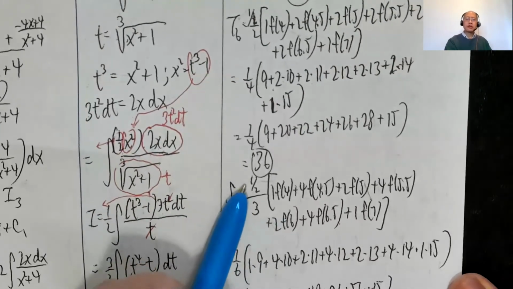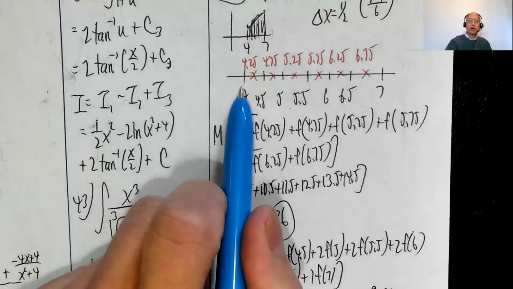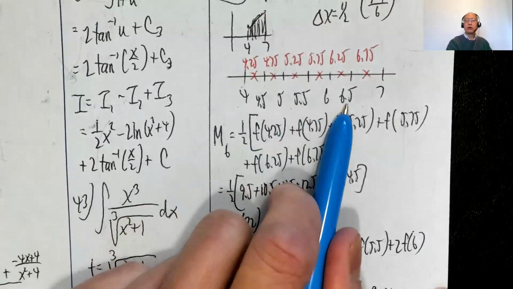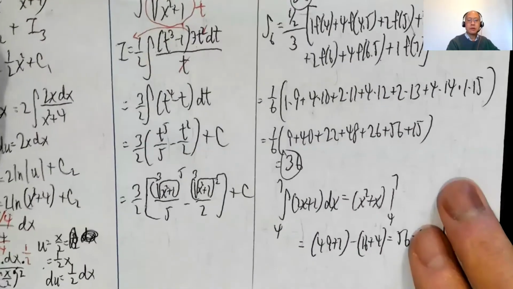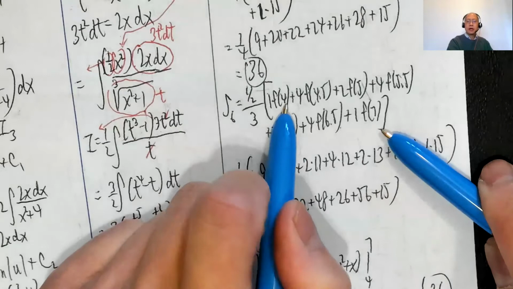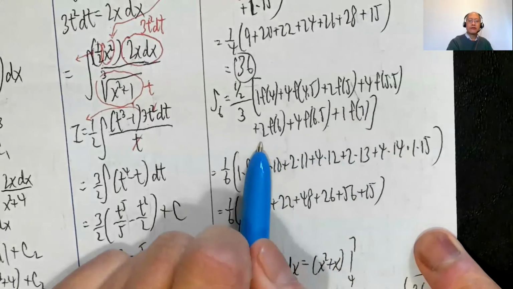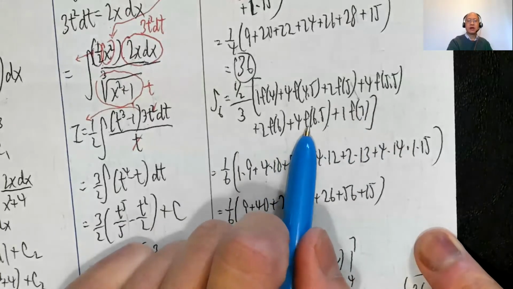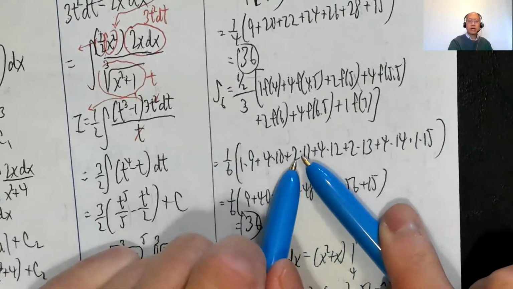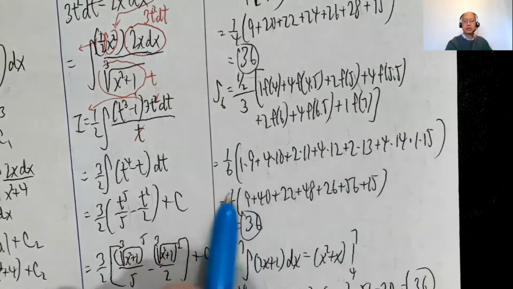And Simpson's rule, delta x over 3. Same 7 endpoints, with coefficients 1, 4, 2, 4, 2, 4, and then 1. So 1 times f of 4, 4 f of 4.5, 2 f of 5, 4 f of 5.5, 2 f of 6, 4 f of 6.5, and then 1 times f of 7. So 1 times 9, 4 times 10, 2 times 11, 4 times 12, 2 times 13, 4 times 14, 1 times 15, punch it in the calculator.